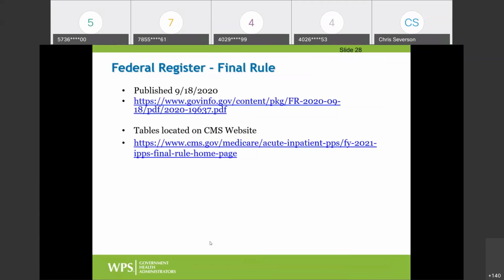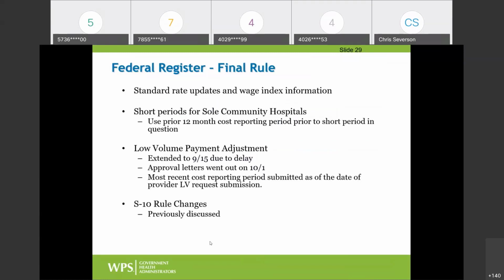Now, like any annual IPPS Federal Register final rule, there's a lot of data related to your standard rate updates and wage index information. And certainly we're not going to go through that in detail here. It's important for anybody that's being reimbursed on PPS, so all acute certainly, and the other hospital types want to see that. But we're going to really give more highlights from this Federal Register, some of the things that aren't your standard types of changes.